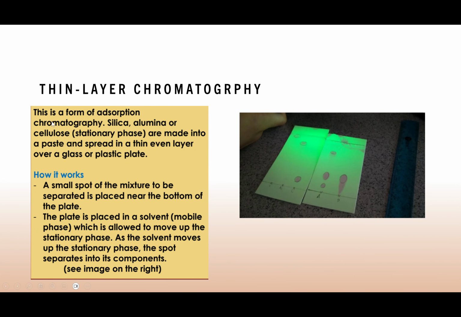So this is a form of adsorption chromatography. Silica, alumina, or cellulose, so the stationary phase, are made into a paste and spread on a thin layer of glass or plastic plate. So that's the adsorbent that we're talking about, right? And we generally know how it works, right? So it should be fine. Don't have to go over that again and again. So these are examples of how the stationary plates, the TLC plates, would look.